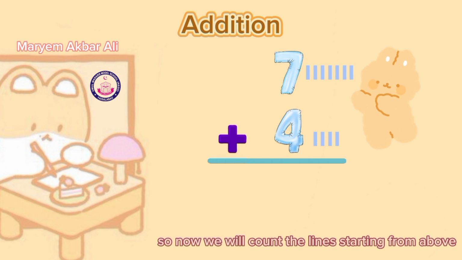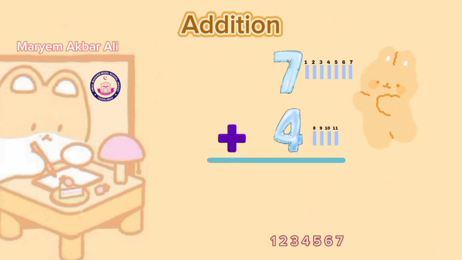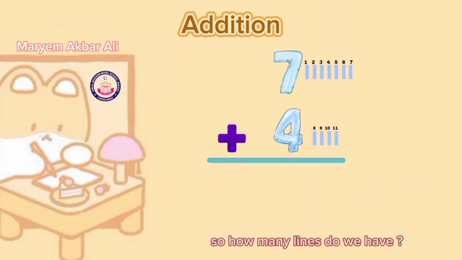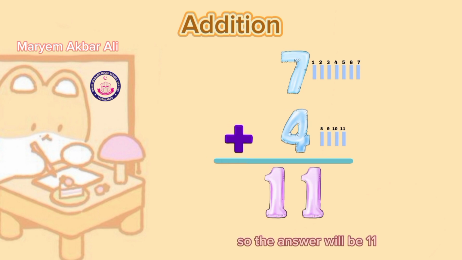Starting from above, 1, 2, 3, 4, 5, 6, 7, 8, 9, 10, 11. So how many lines do we have? We have 11 lines. So the answer will be 11. Okay, now let's learn how to read this question. Starting from 7, 7 plus 4 is equal to 11.